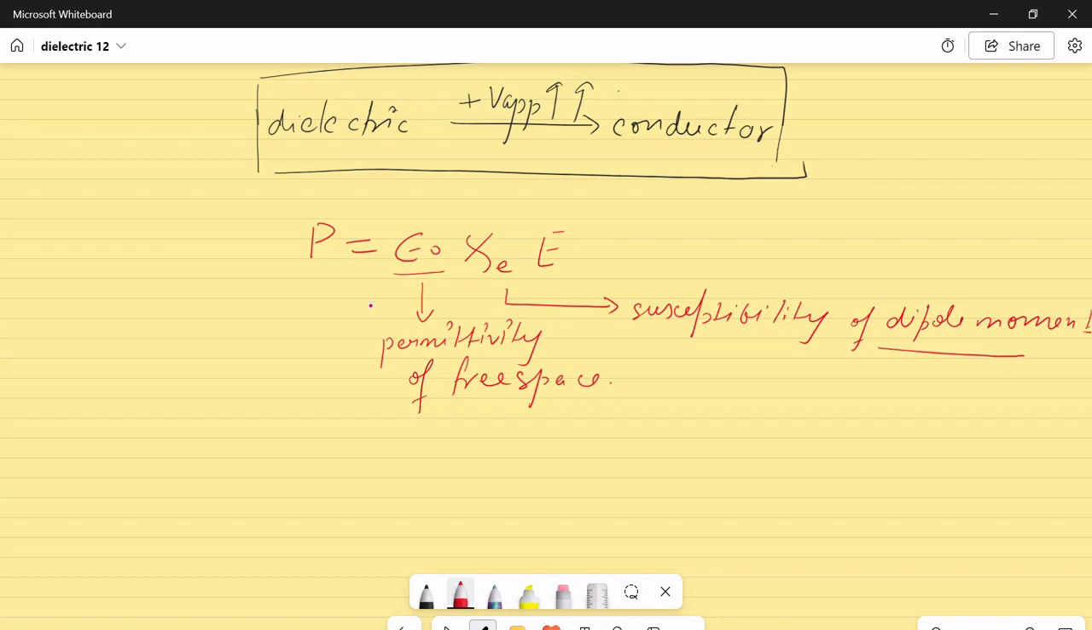Now, epsilon naught is the permittivity of free space. So basically, it decides how much electric field strength can be accommodated by the free space, how much before it actually breaks down. Because if you keep on applying the voltage, it will keep on forming the electric field, and it will start conducting after a point of time. So this is the expression of polarization, and it depends on three things: epsilon naught, chi, and E. E is the electric field, and that is it for today.